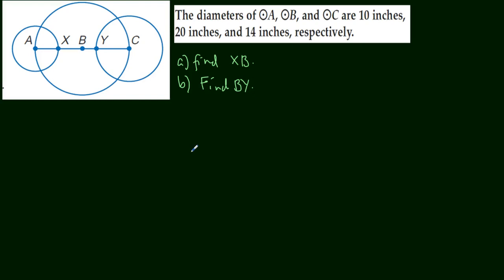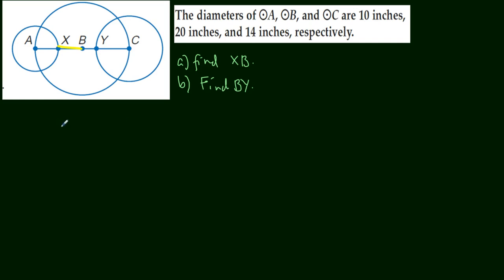Let's continue with the introduction of circles. Here is a figure. The diameters of circles A, B, and C are 10 inches, 20 inches, and 14 inches, respectively. Find XB. This is what we're going to look for, this line.